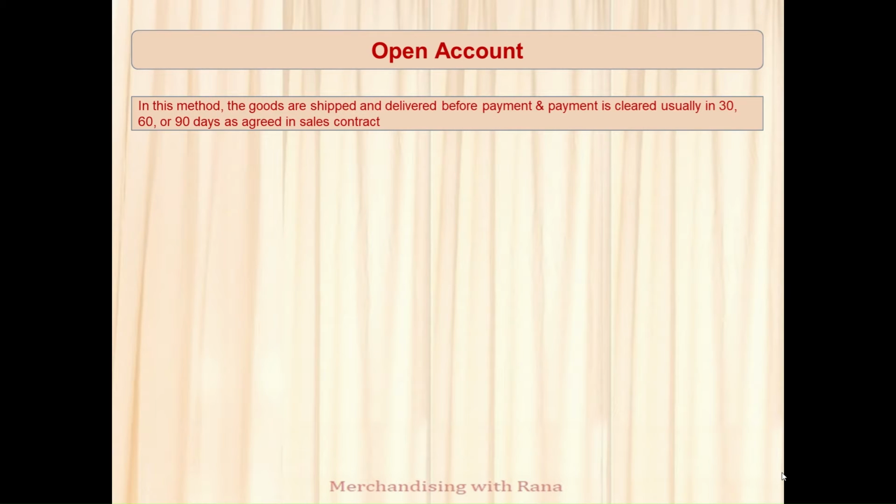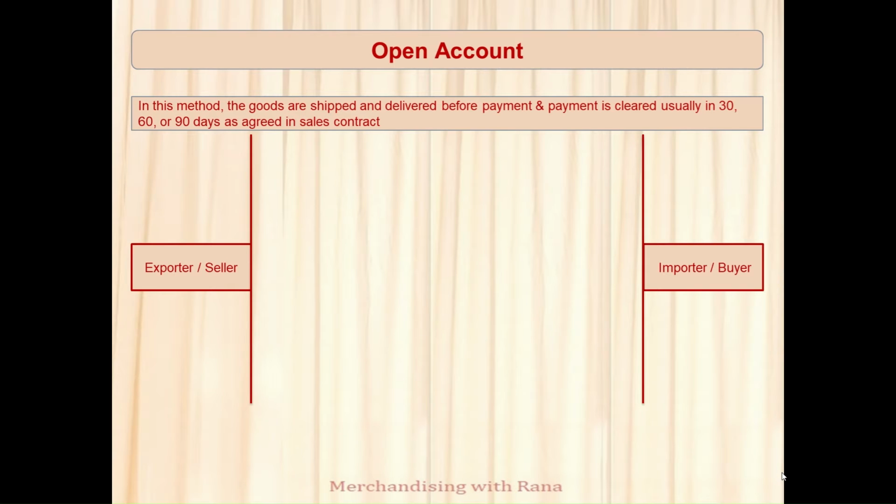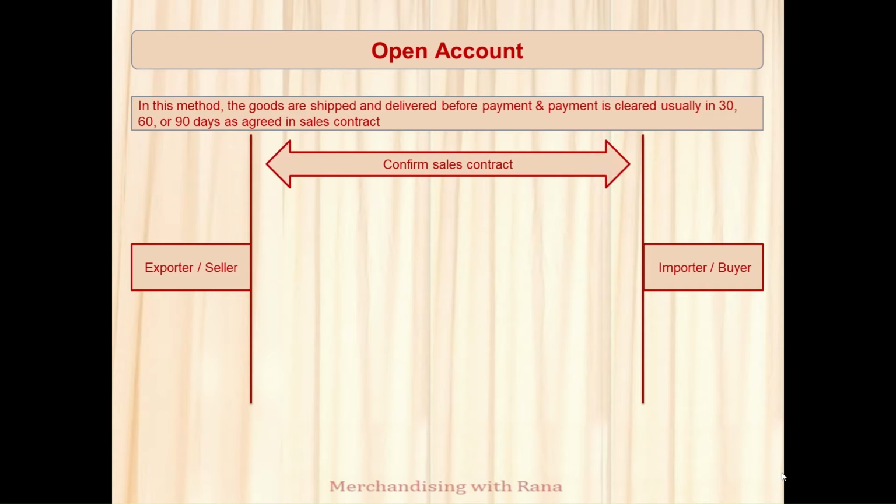So, open account. What is open account? In this method, the goods are shipped and delivered before payment, and the payment is cleared usually within 30, 60, 90 days as agreed in the sales contract. There are two parties, the exporter or seller, and the importer or buyer. First there is a sales contract signed by both parties.